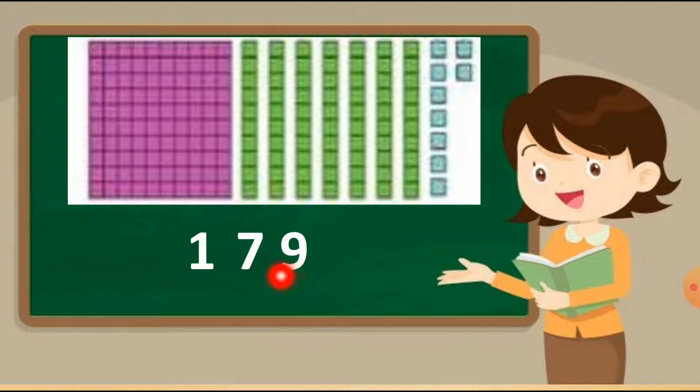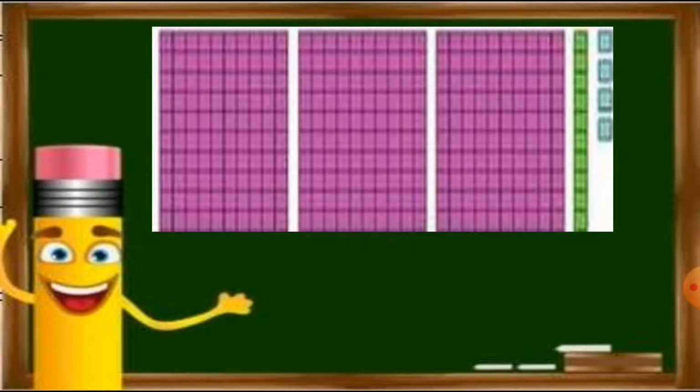179. How do we read this number? Just read with me, students. 179. I repeat, 179. This way you have to complete the textbook exercise, which I will send to your WhatsApp group, students. Now let's take one more example which will help you understand better.